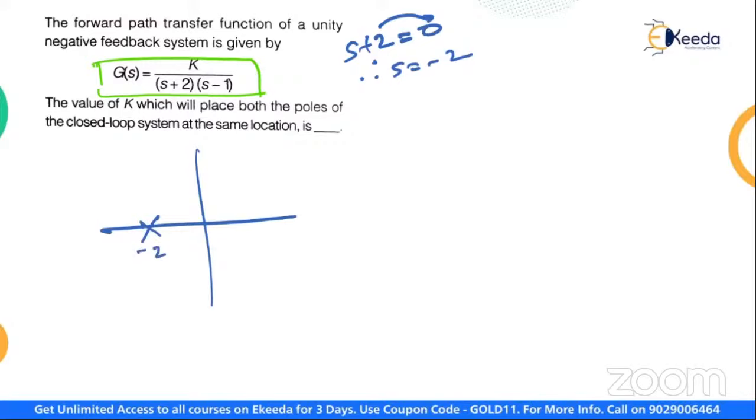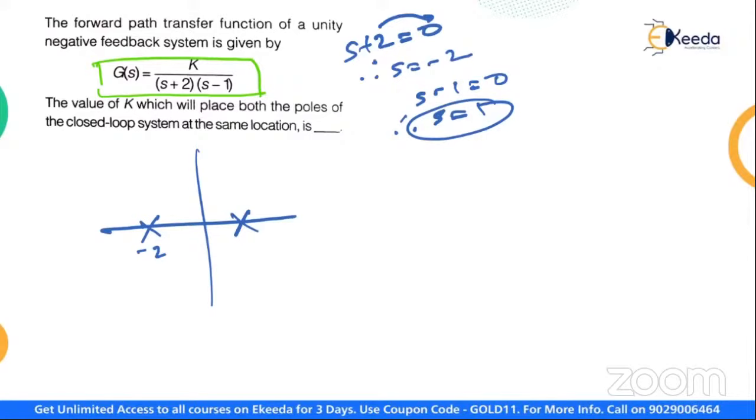Similarly, where is the other pole? s - 1 equal to 0. Therefore, you get s equal to plus 1. So one pole is at plus 1. Correct? Now, how will the root locus move?